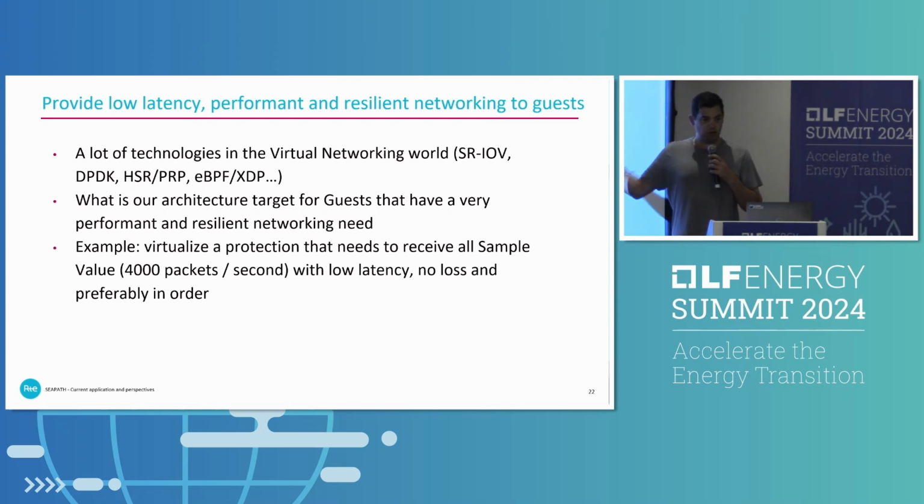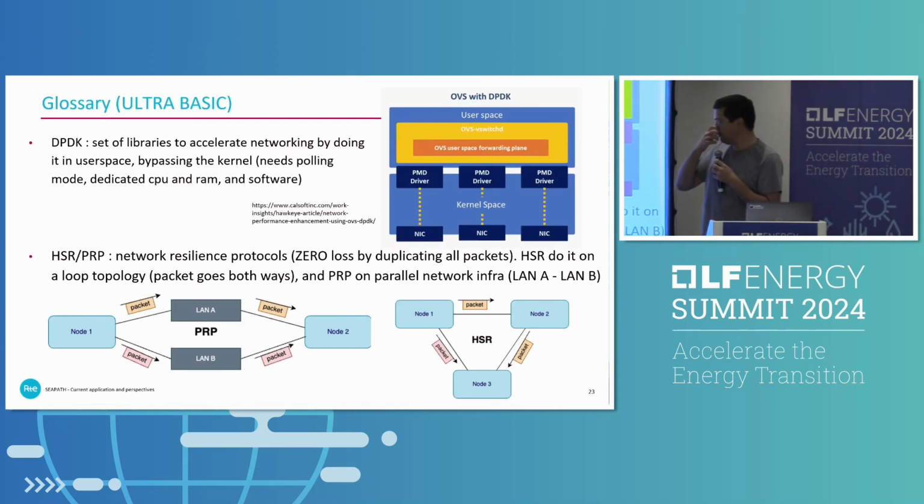That was the use case I'm going to present to you. We want to virtualize a protection that needs to receive all sample values with low latency, no loss, and preferably in order. How do we do that? Before we go into the solution, I'm going to explain the different words so that you have a primer on virtual networking, ultra basic, one sentence per technology, just to set the tone.